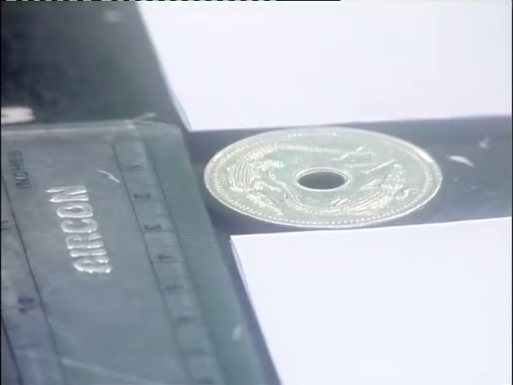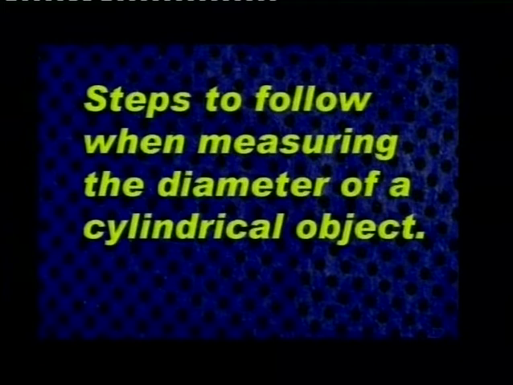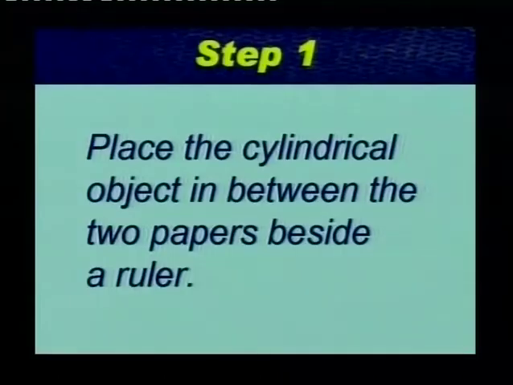Next, we are going to find the diameter of a cylindrical object. Place the cylindrical object in between the two papers beside a ruler, just similar to what you have done with the circular object. Now, for the cylindrical object, students, look up here.